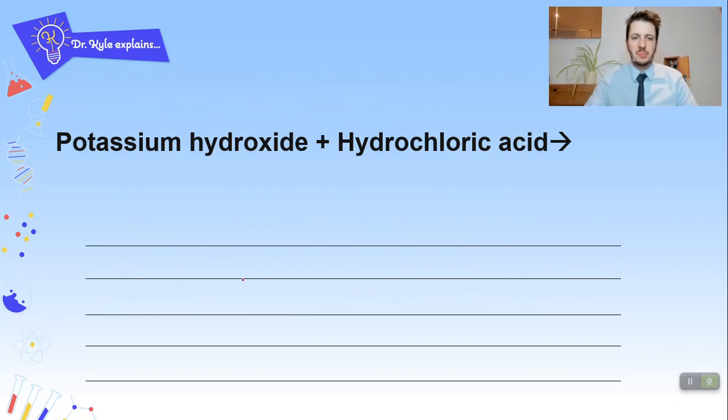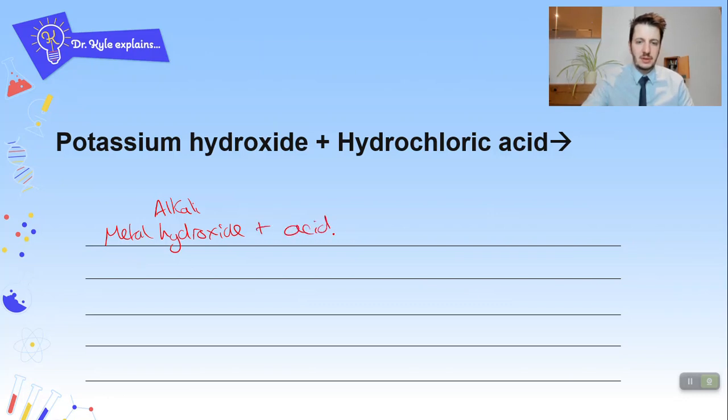Okay, next one then, so you've got potassium hydroxide plus hydrochloric acid. So what have we got here? We have got a metal hydroxide. Remember, that's also known as an alkali. And so we're going to go plus an acid, and that gives salt plus water. Okay, now, so we go potassium hydroxide plus hydrochloric acid.